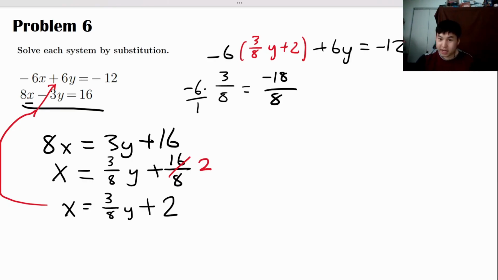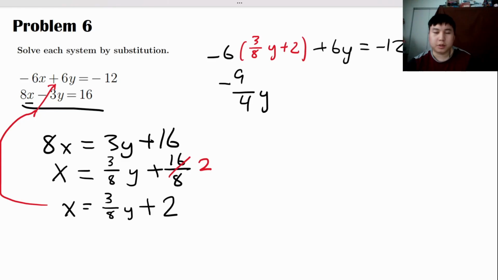Now, can you simplify that? Well, 2 goes into 8 and into 18, so they both work with 2. You can't do 4, and you can't do 3 because 3 doesn't go into 8. So you divide both the top and bottom by 2. That gives you negative 9 over 4, and that's the simplest form of this fraction. And now negative 9 over 4 y plus 2 times negative 6 is negative 12, plus 6y equals negative 12.